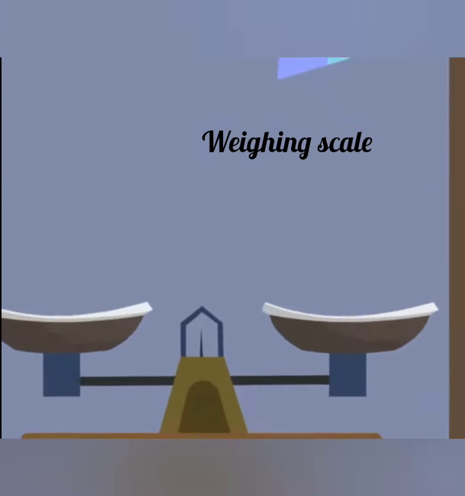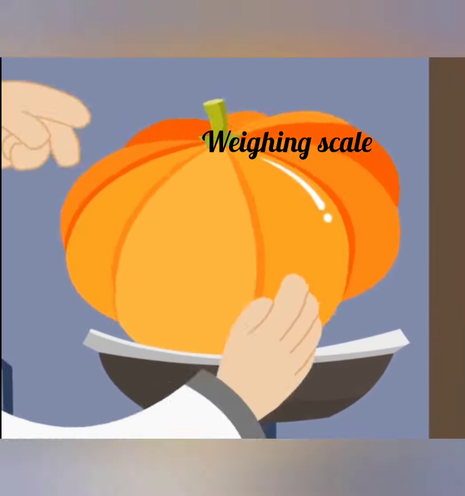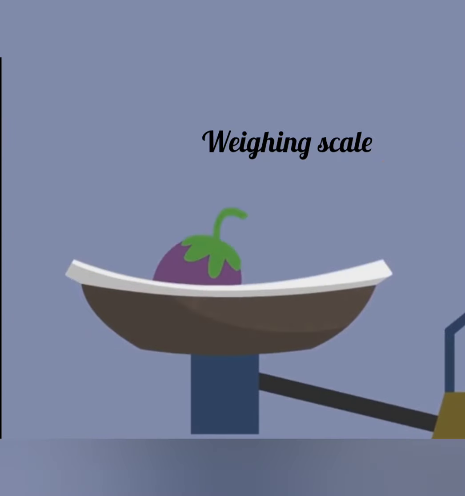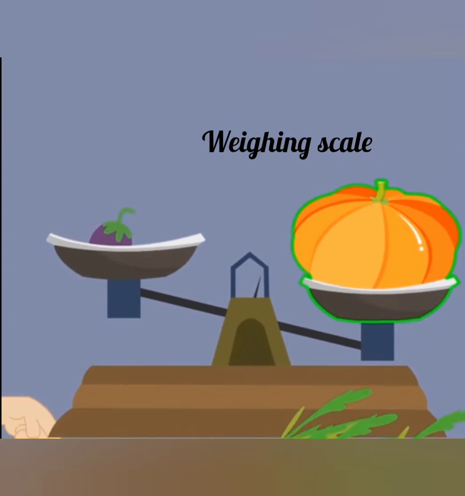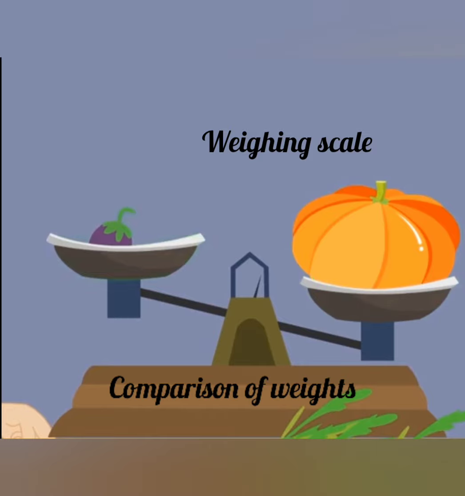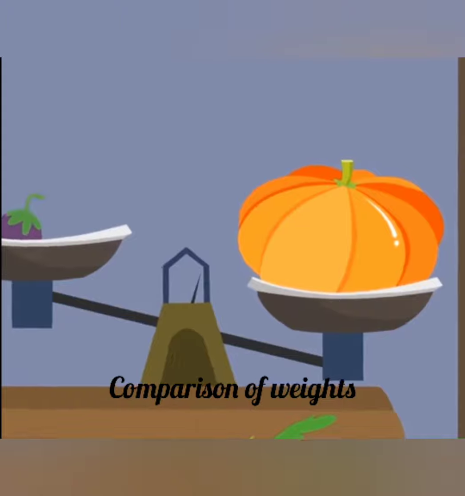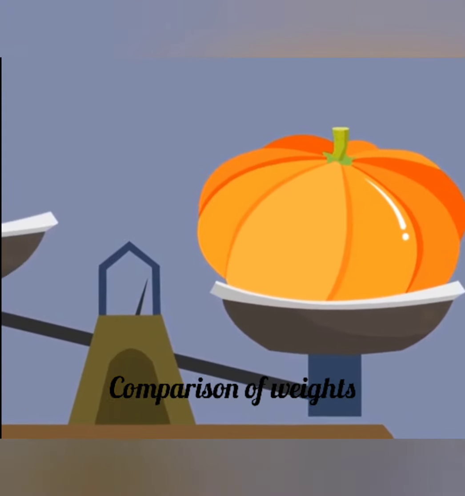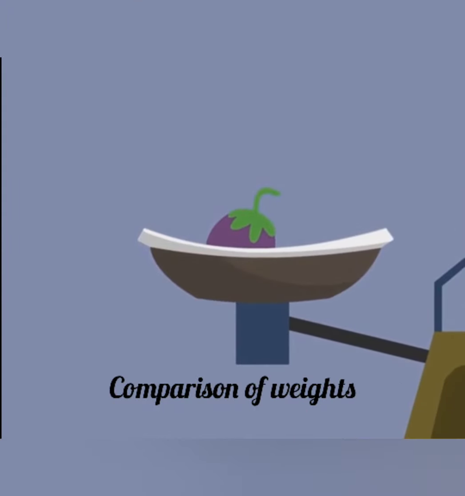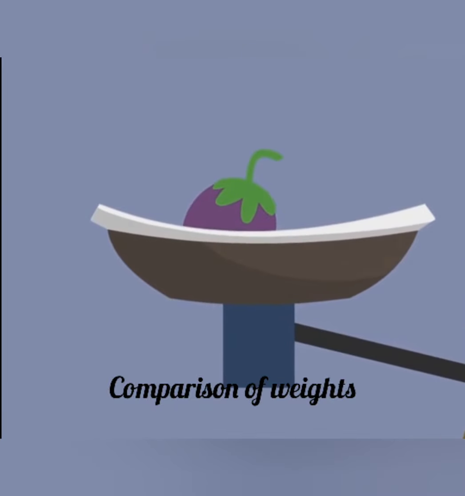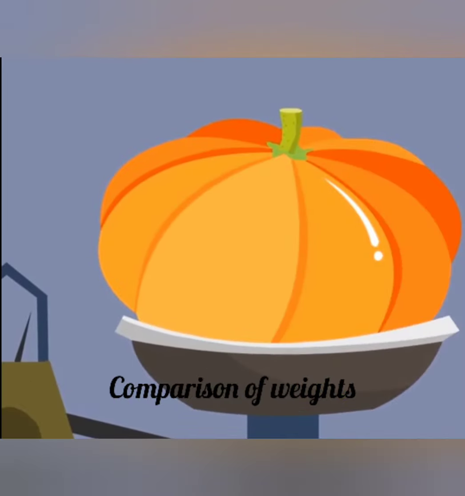Look, Raghu kept a pumpkin in one pan and a brinjal in the other. The pan with the pumpkin went down and the pan with the brinjal went up. The pan with the heavier object always goes down and the pan with the lighter object always goes up. So, the pumpkin is heavier than the brinjal, or we can say that the brinjal is lighter than the pumpkin.